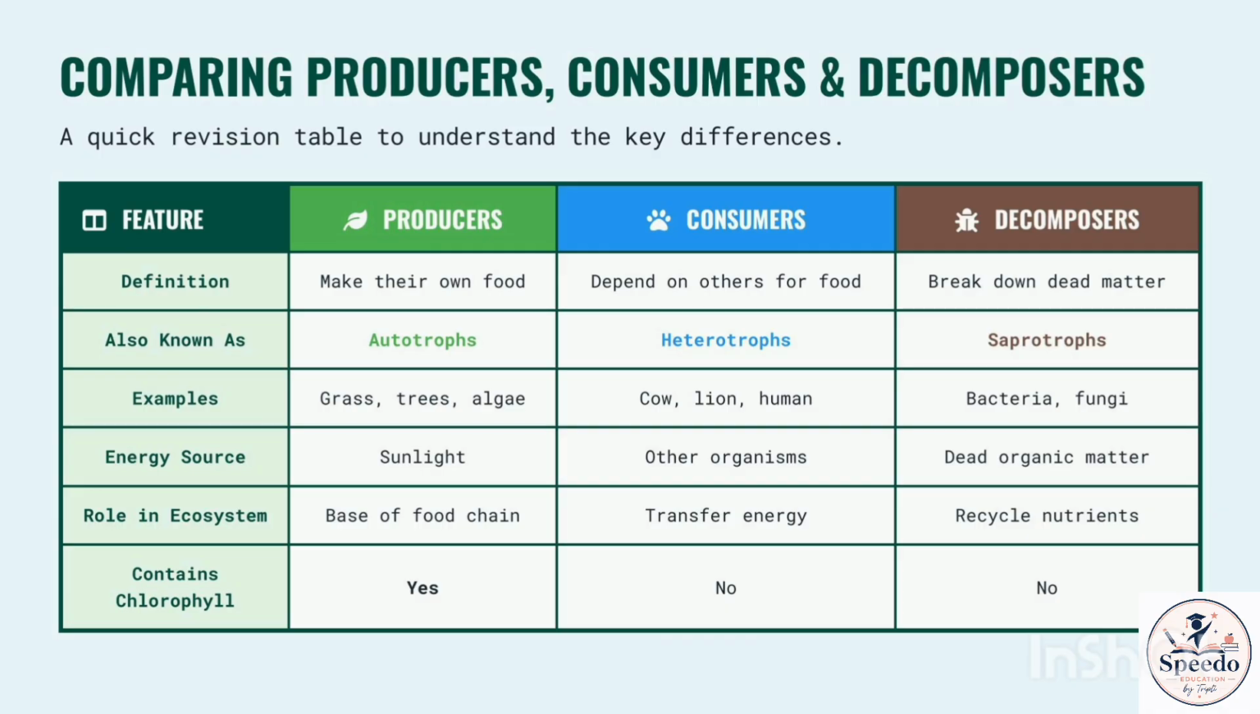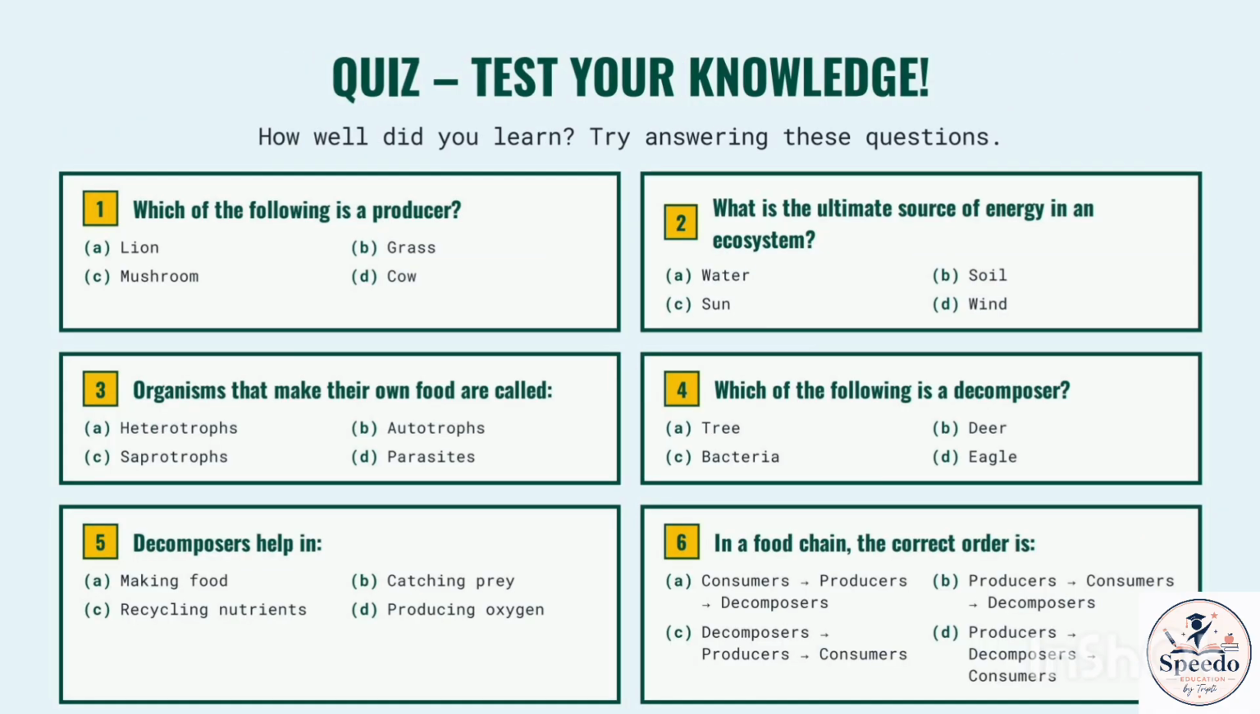Decomposers, mainly bacteria and fungi, break down dead plants, dead animals, and organic waste into simpler substances, returning nutrients to the soil. Together, these three groups ensure the continuous flow of energy and recycling of nutrients, helping maintain ecological balance. Next, we have quiz time.